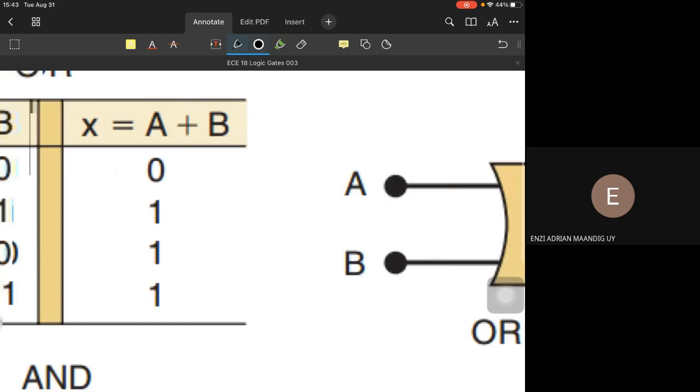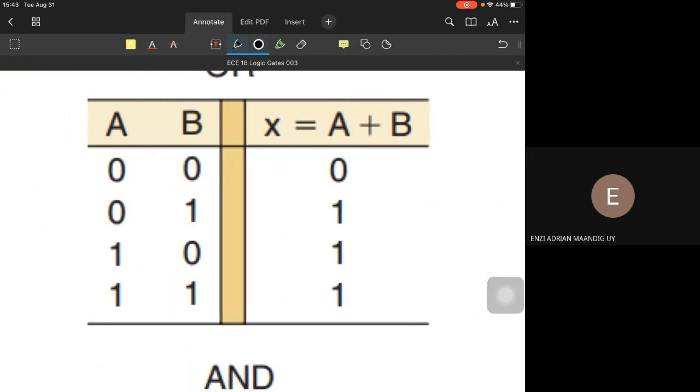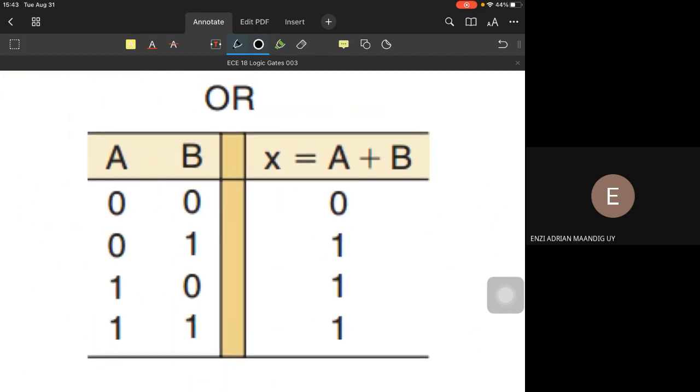That is the truth table. In the beginning, maybe you need to memorize it, but eventually we will get used to it, especially if we practice. Observe. If A and B are 0, X is 0. If either A or B is 1, or both of them are 1, the output is 1. Alright?